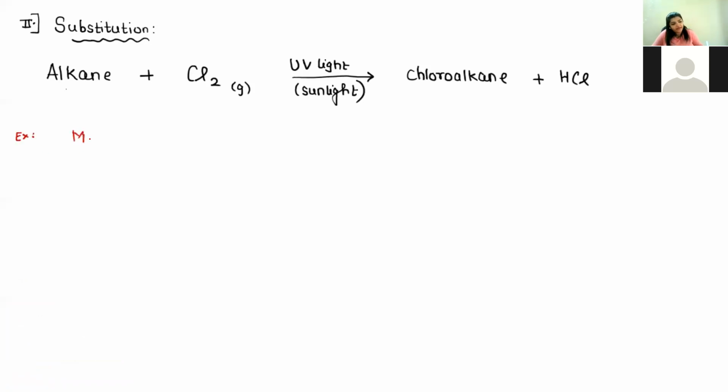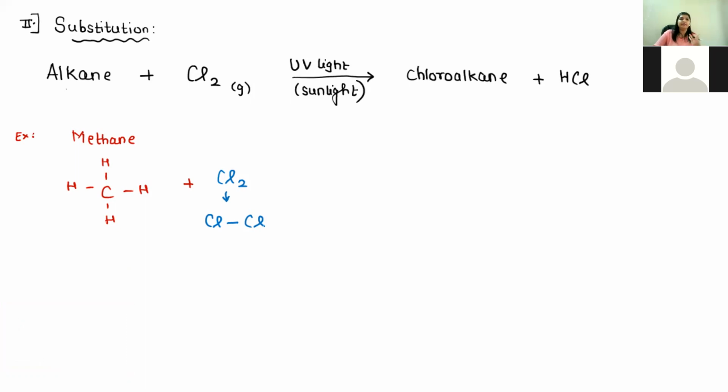If I have methane, CH4, plus Cl2, chlorine gas. Now this chlorine is Cl bond Cl, which means the chlorine molecule has one covalent bond. Now what does substitution mean?